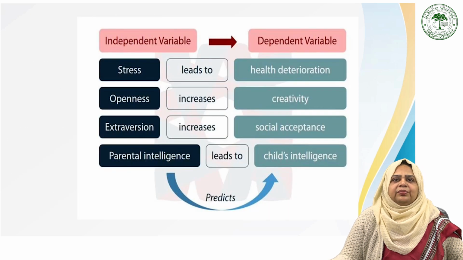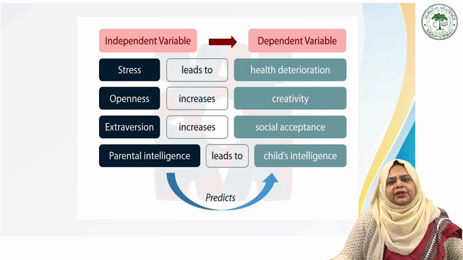With this figure, we can compare independent and dependent variables. In this, stress leads to health deterioration. In this case, stress is the independent variable and health is the dependent variable. Openness increases creativity. In this, openness is the independent variable and creativity is the dependent one. Extroversion leads to social acceptance, or extroversion increases social acceptance. In this case, extroversion is the independent variable and social acceptance is the dependent one.